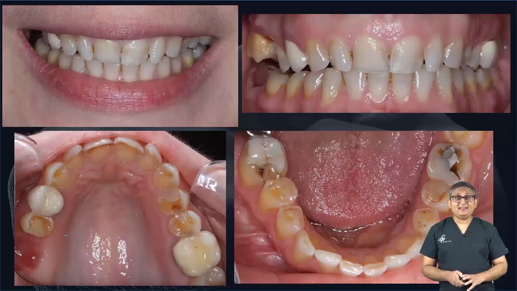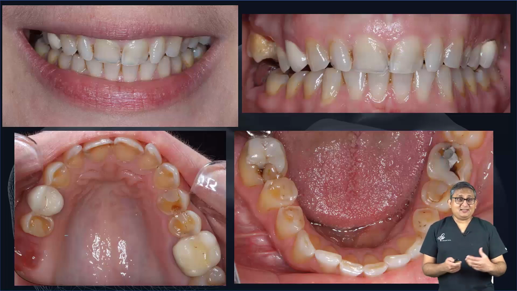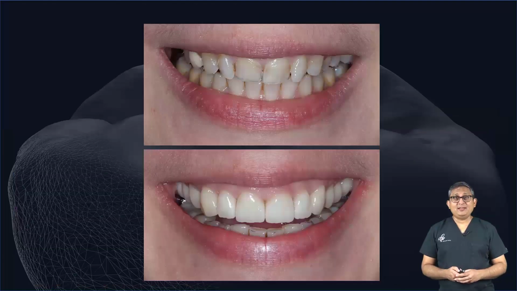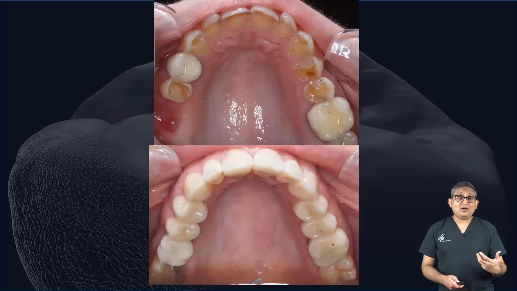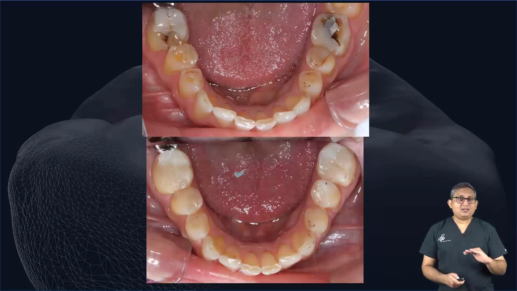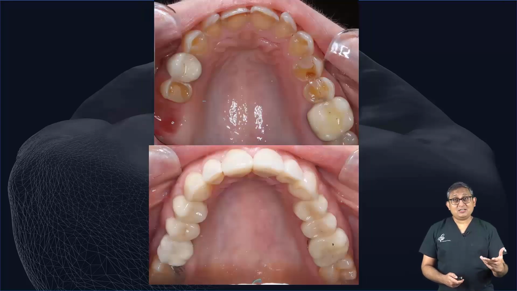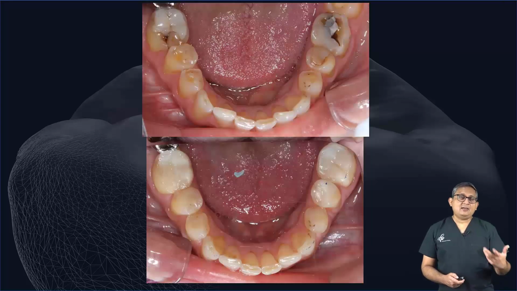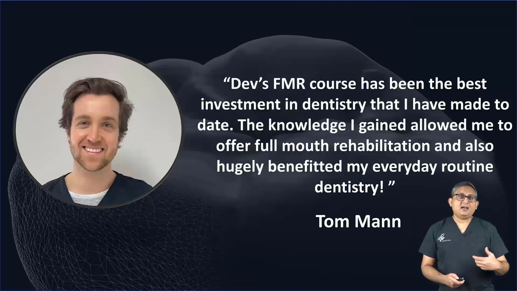So this patient again came for a checkup. She wasn't happy with her front teeth, but you can see that apart from the front teeth, there is another major issue going on. She only had money to do the upper arch. So upper arch reconstruction was done with indirect restorations, and the lower arch was done with just composite as a temporary measure. And this case was done by one of my mentees, Tom Mann.